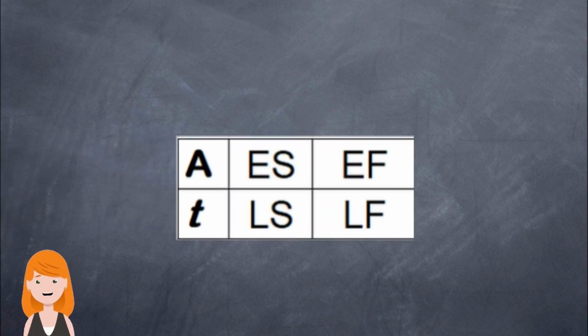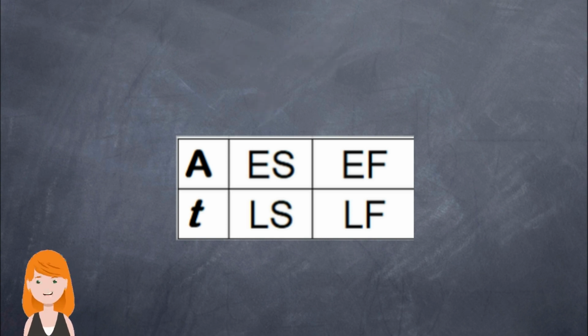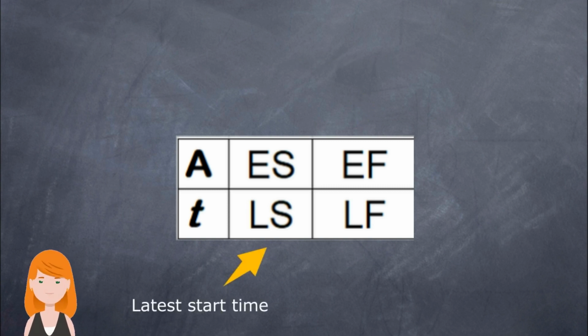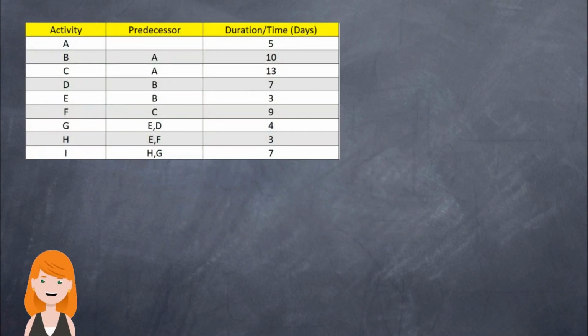I will be using this node convention here, as you will find in Quantitative Methods for Business by Anderson, Sweeney, and Williams. A here is the activity being described, and T represents the expected activity duration or time. ES is the earliest time the activity can start, while EF is the earliest finish time, and LS is the latest start time, and LF is the latest finish time without extending the minimum completion time of the project.